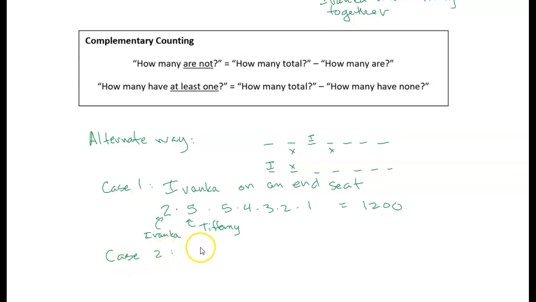All right, so case 2, we're going to call case 2 the case where Ivanka is in a middle seat. All right, so how many middle seats are there? Well, there's 2 ends, right? There's 7 seats. So there are 5 choices for places to put Ivanka.